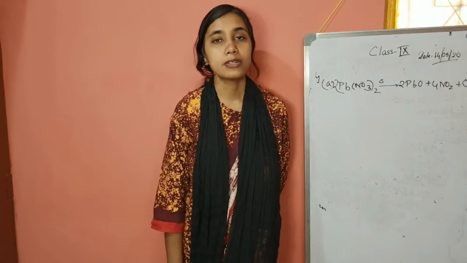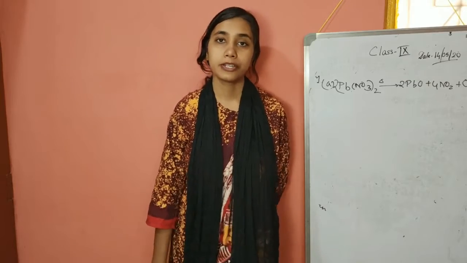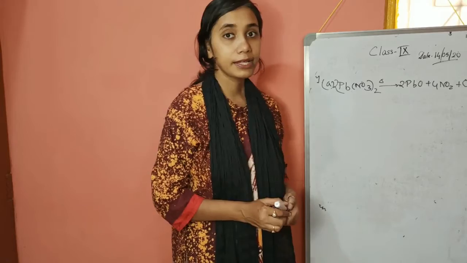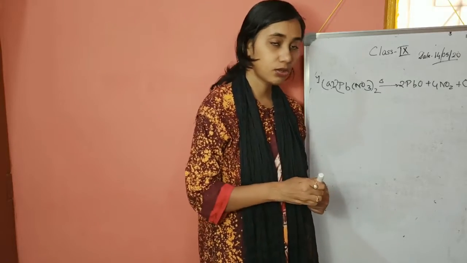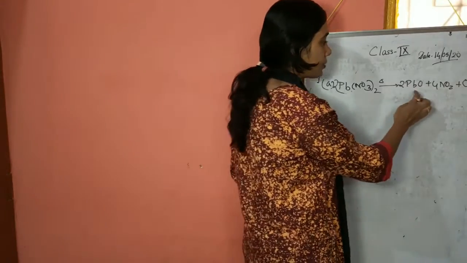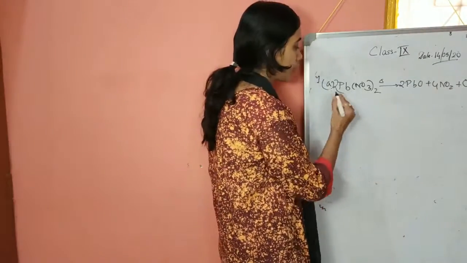So it can be white solid turning yellow on heating, or reddish brown gas evolved. Any one of these 2 can be accepted. Do not write colorless gas evolves, then it is wrong. Do not write colorless gas. So it can be white to yellow solid or reddish brown gas.